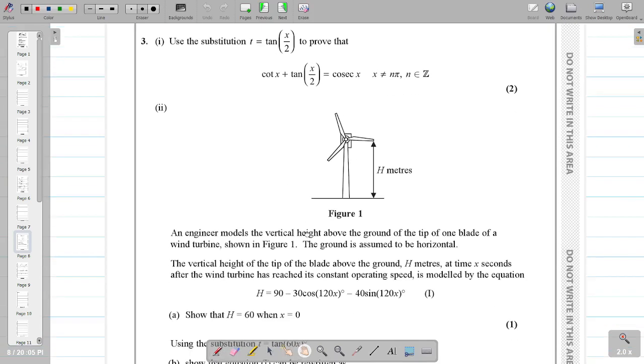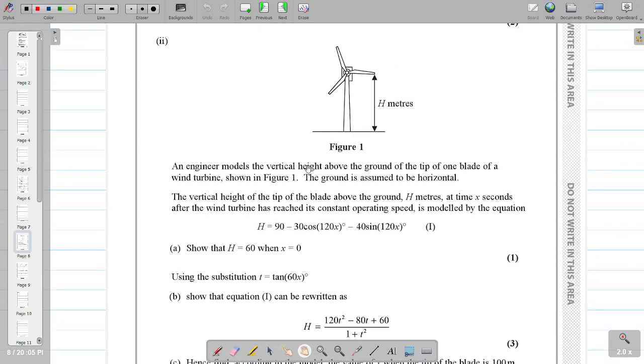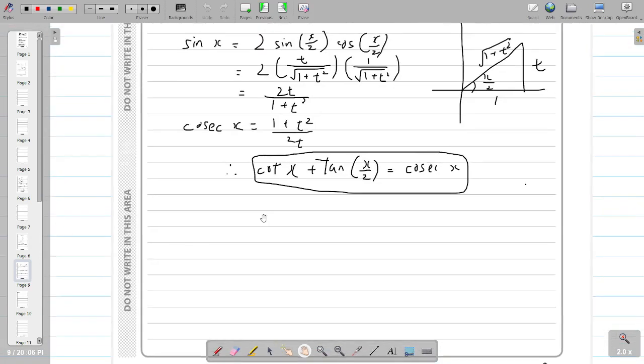Question 2. An engineer models the vertical height above the ground of the tip of one blade of a wind turbine, shown in figure 1. The ground is assumed to be horizontal. The vertical height of the tip of the blade above the ground, h meters, at time x seconds after the wind turbine has reached its constant operating speed, is modeled by this equation. Show that h equals 60 when x equals 0. All right, so let's try that. Let's just use a new page.